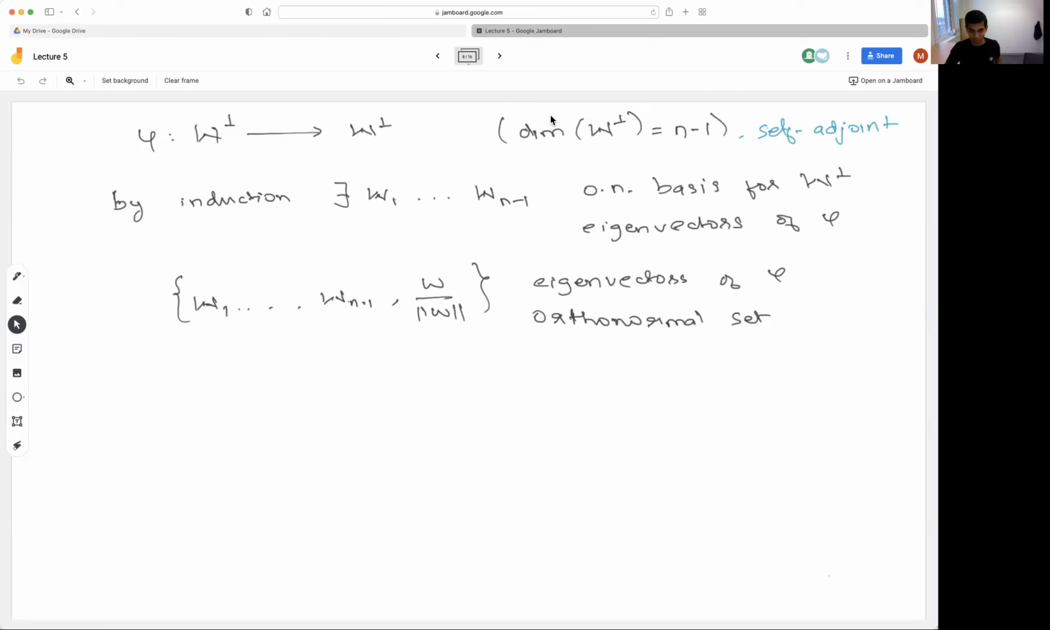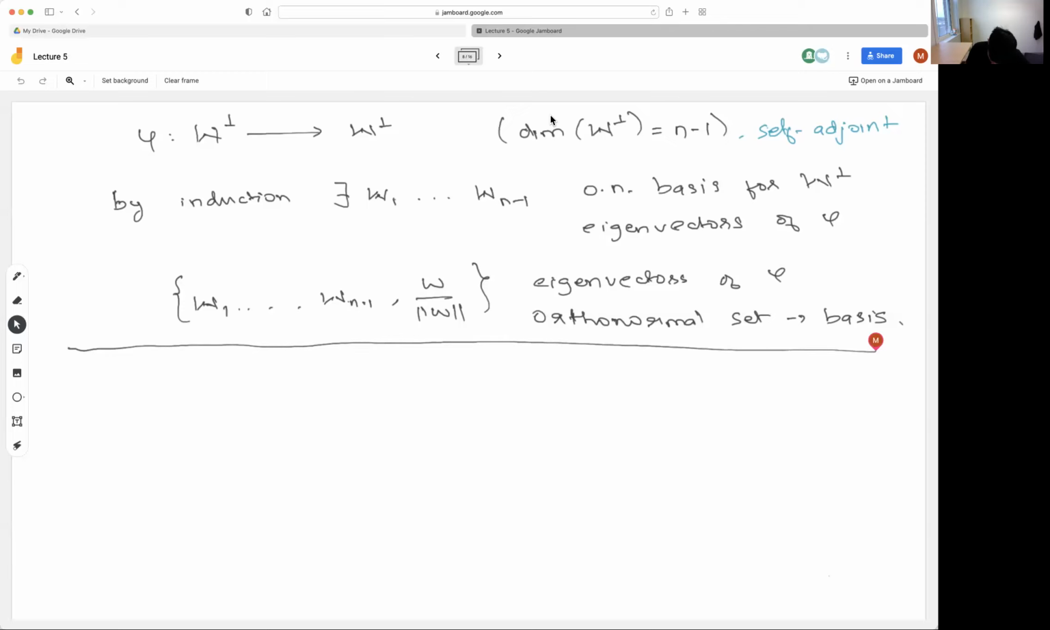And there are n of them, and the space is n-dimensional, so they should be enough to span the space. So we have a basis. That's kind of assuming the behavior of phi on this space W perp, or that's kind of completing the induction.